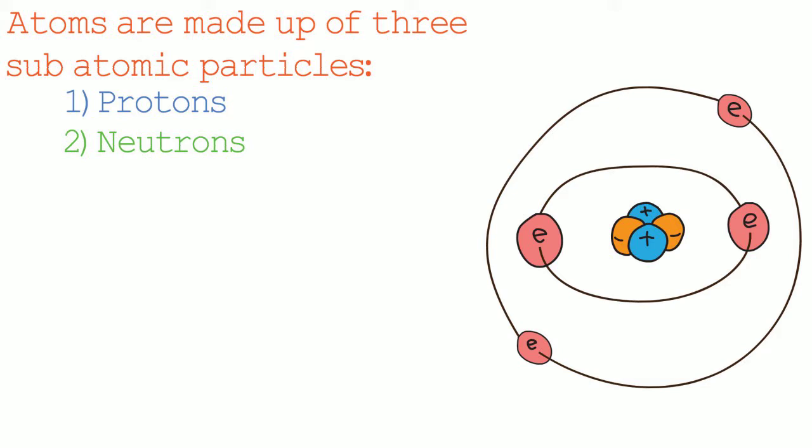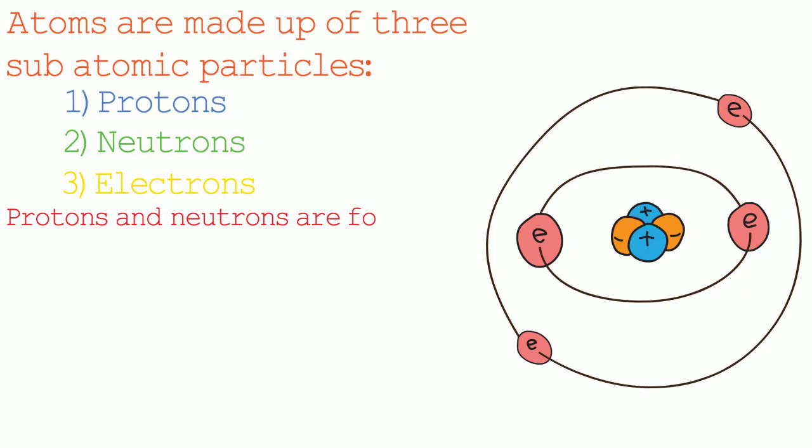The final subatomic particle is electrons. These have a negative charge and the magnitude of the negative charge is the same as protons but in the other direction. The mass of electrons is so small that we say that the mass of an electron is 0. Electrons move around the nucleus in shells, and we're going to be looking at shells later on in this video.